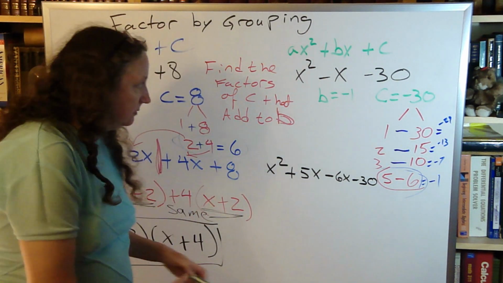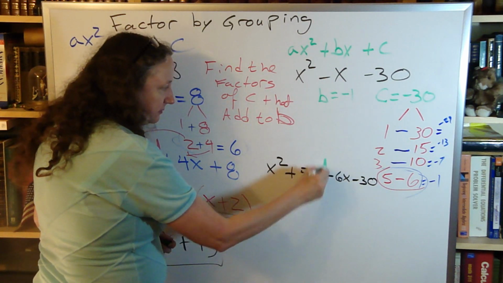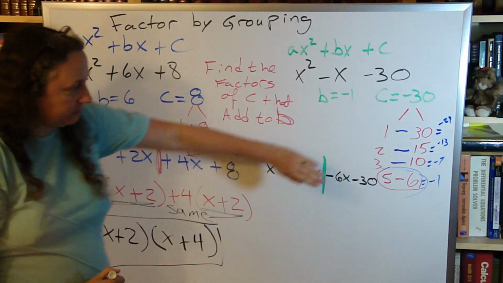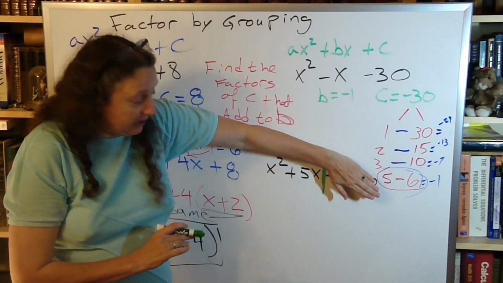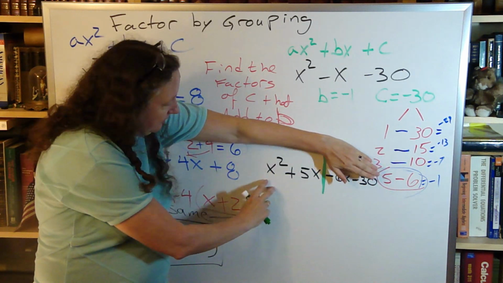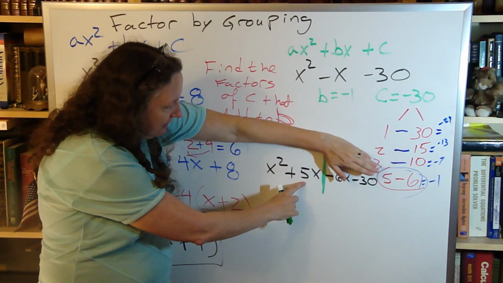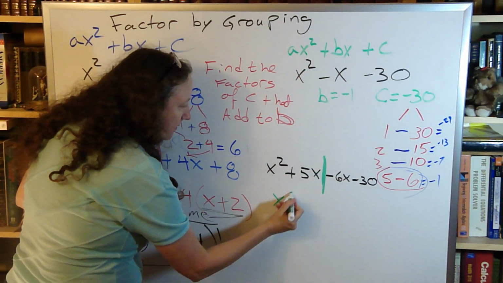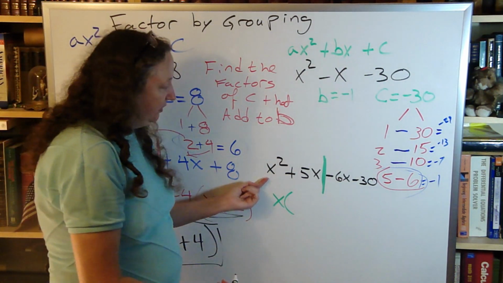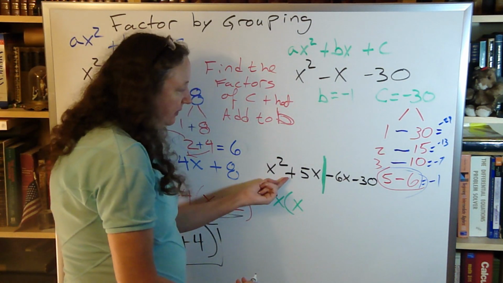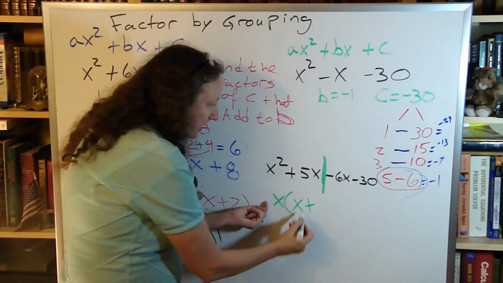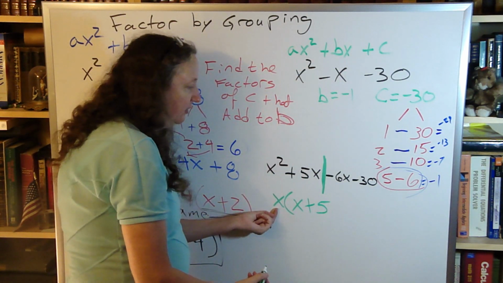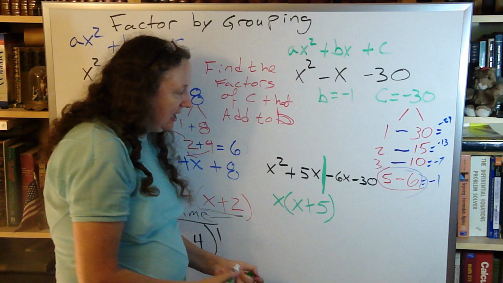Split this into two. Two terms here, two terms there. I'm ignoring those two terms for a minute, and I'm looking only at this: x squared plus 5x. I can factor out an x. X squared divided by x, I have an x left over, plus 5x divided by x is 1 times the 5, which is 5.